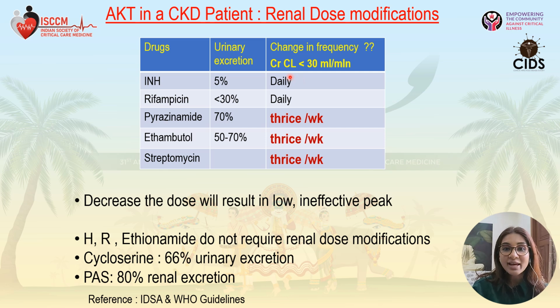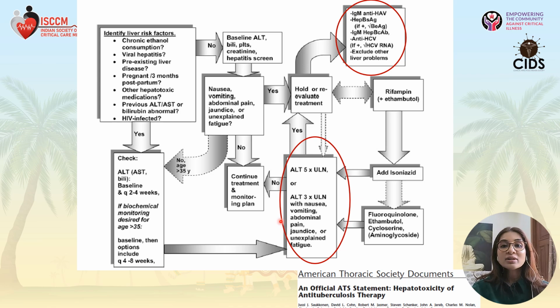In case the patient has renal dysfunction or reduced creatinine clearance of less than 30, then renal dose modifications are recommended for pyrazinamide, ethambutol, as well as for the aminoglycosides. Remember that isoniazid, rifampicin, as well as ethionamide do not require any renal dose modification. Among the anti-TB drugs for MDR-TB, cycloserine and PAS also need renal dose modification as they have significant urinary excretion.